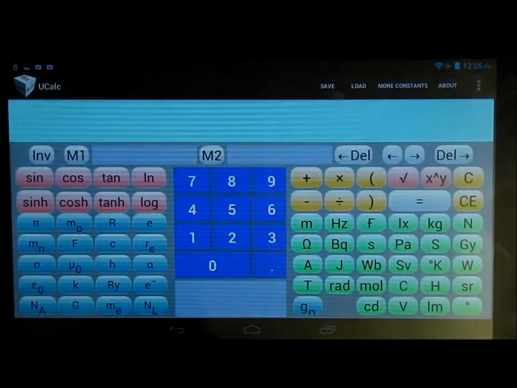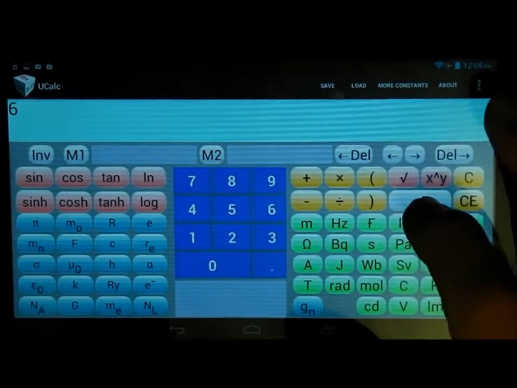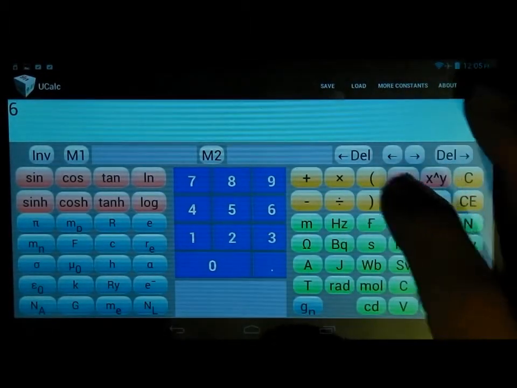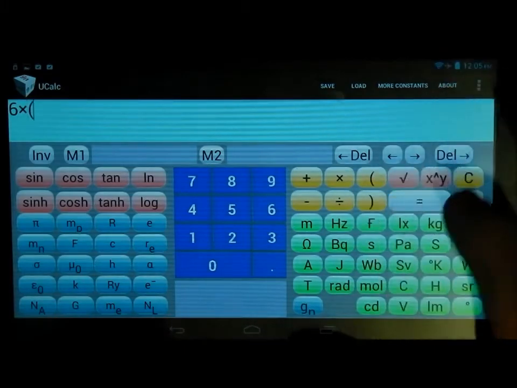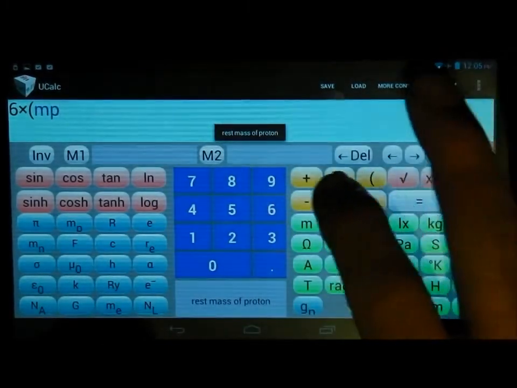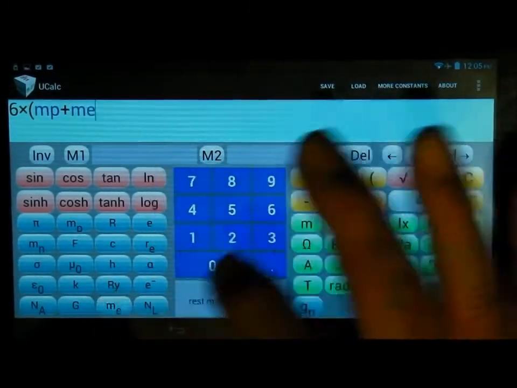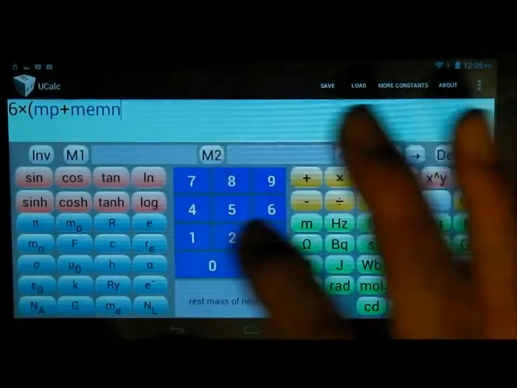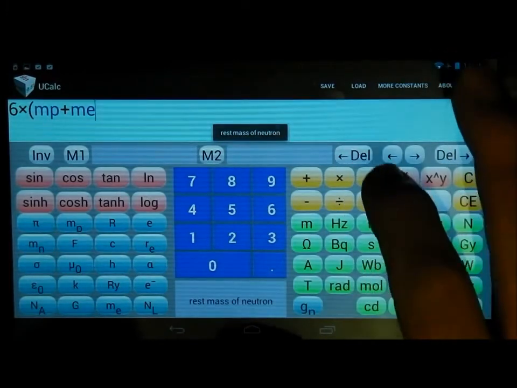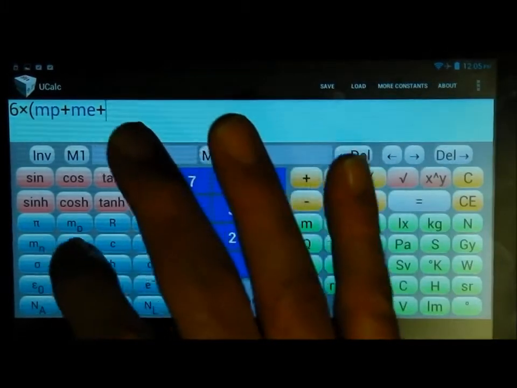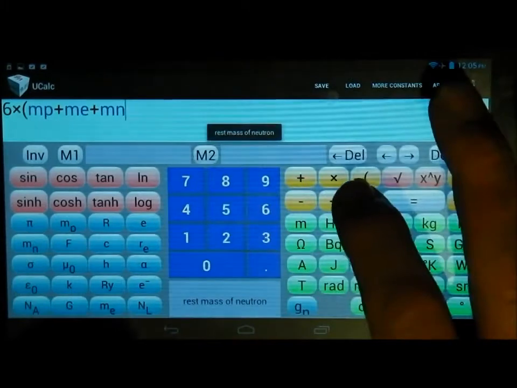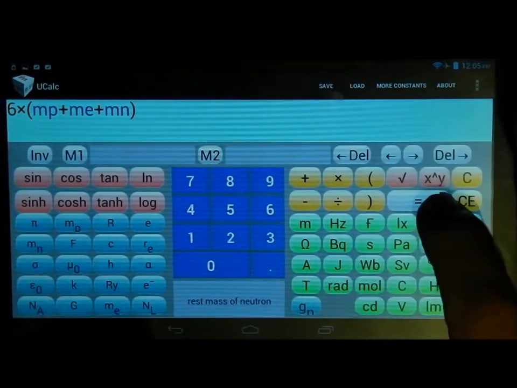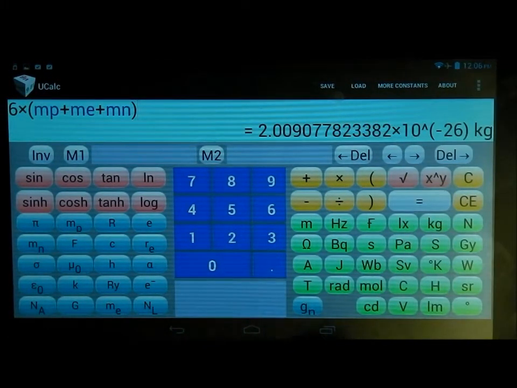Here's a simple calculation of the mass of a carbon atom, which will be 6 times the mass of a proton plus the mass of an electron plus the mass of a neutron. Whoops, I've got that wrong. I need to go back, put the plus sign in. Mass of a neutron, close bracket. And you can see that the result comes out with the units kilograms.